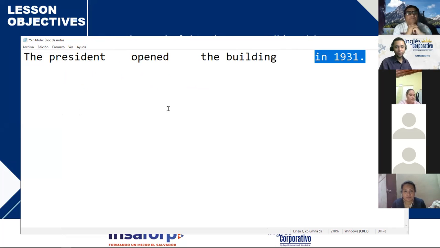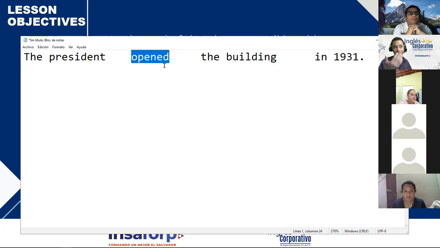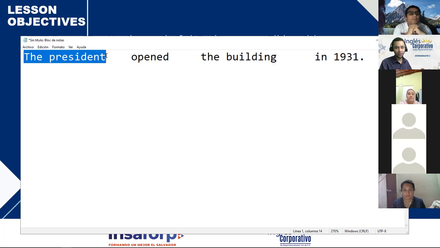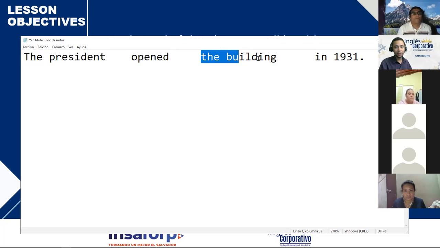So first we need to identify the verb. The verb is opened, and it is in the past. That means we have to use the verb be in the past. Then the subject. The subject is the president, and it's also the agent. And after that you say, the president opened what? The answer is the building. That means this is the object, in 1931.